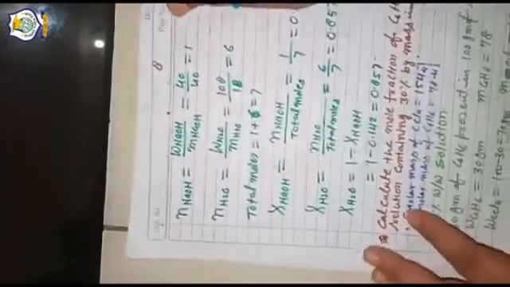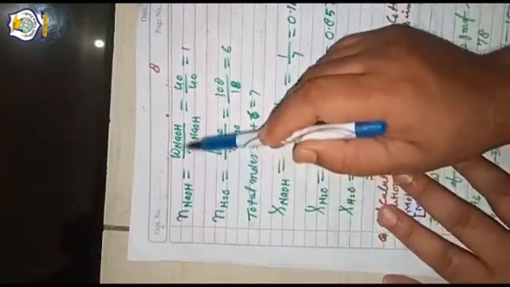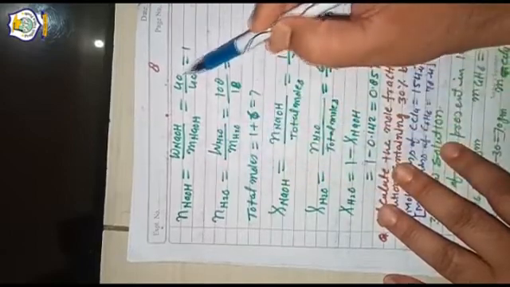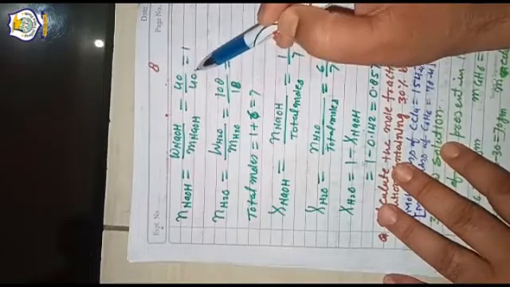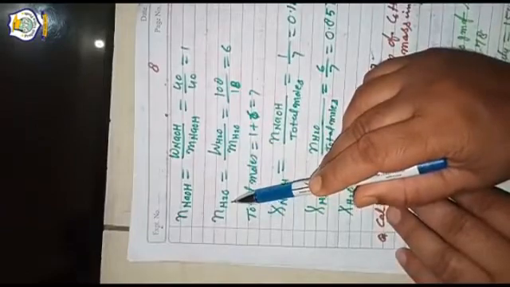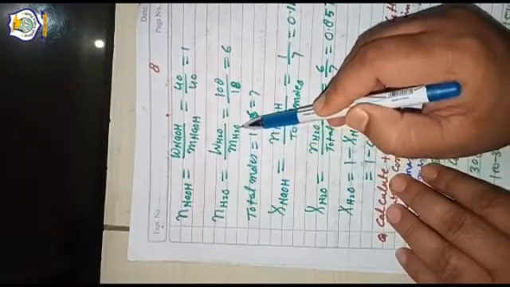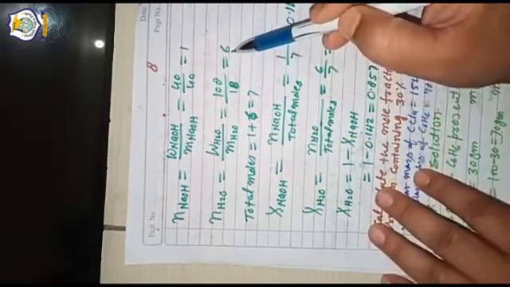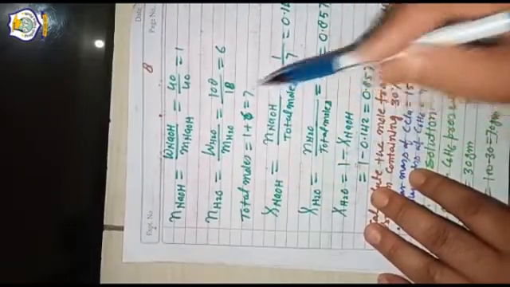The number of moles of NaOH equals mass of NaOH upon molar mass of NaOH. The mass of NaOH is 40 and molar mass of NaOH is also 40, so the number of moles of NaOH is 1. The number of moles of H2O is found as mass of H2O upon molar mass of H2O. Mass of H2O is 108 and molar mass is 18, so its moles are 6. The total number of moles of this solution is 7.